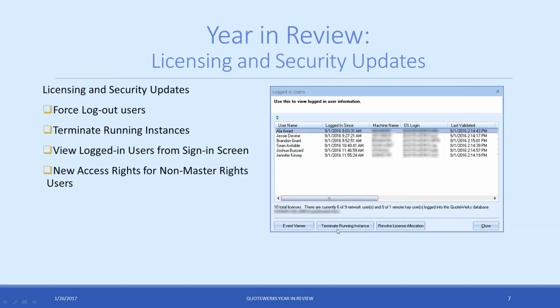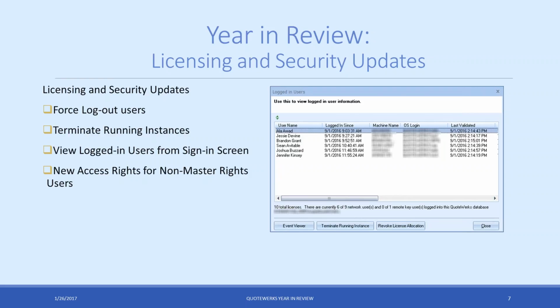Terminate running instance will actually kick the user out of QuoteWerks completely, so it'll close their installation. The only limitation about kicking the user out of QuoteWerks is that if they had an open quote and they don't have autosave enabled, then any changes they made to that document would be lost. That's why we recommend using the revoke license allocation, so you can just free up the license, and when that user comes back into QuoteWerks, they'll see that their license has been revoked, but they could still save their document and they won't lose any changes that they had made.